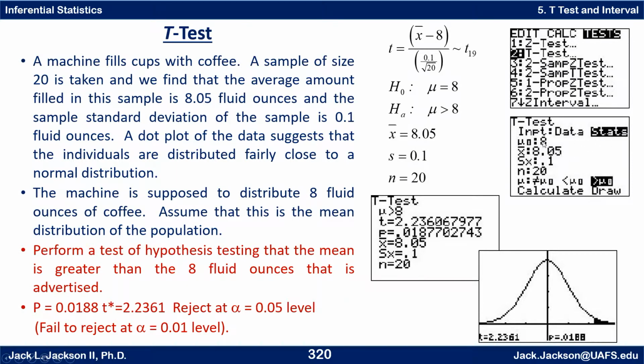So if we do the calculator shortcut, we can go to stat, test, t-test, input our statistics. The mu naught is 8, hypothesized mean. The x bar value is a little bigger, 8.05. Standard deviation was given to be 0.1. N is 20. And we're doing a right-tailed test, so we choose this last one. We can do calculate or draw. Draw gets us the bottom screen. Calculate gets this one. Either way, we get a p-value, 0.01877, 0.0188, and the test statistic there.